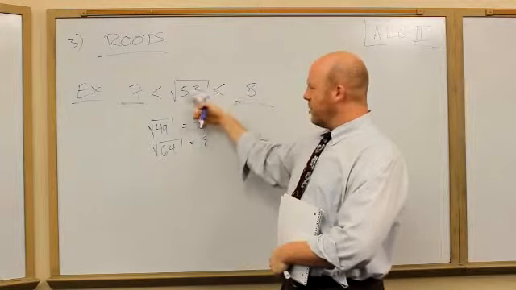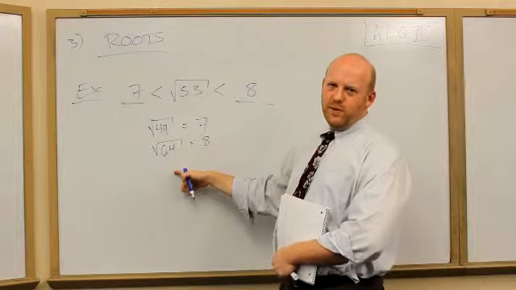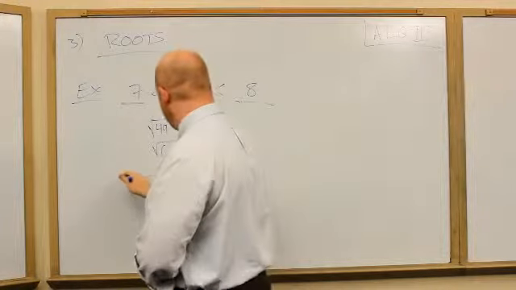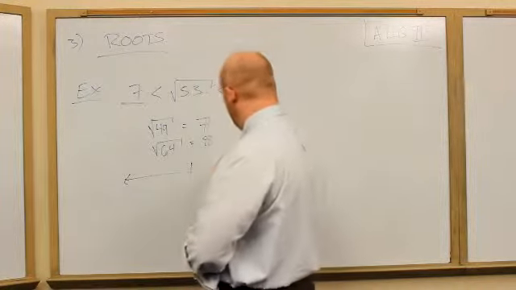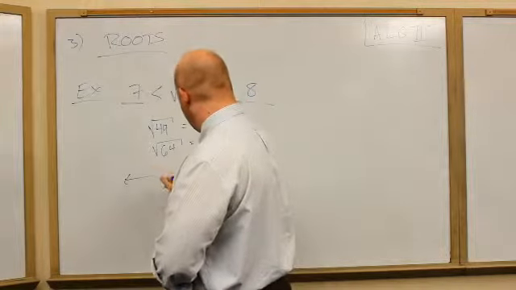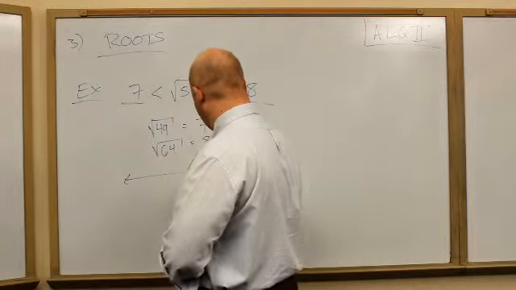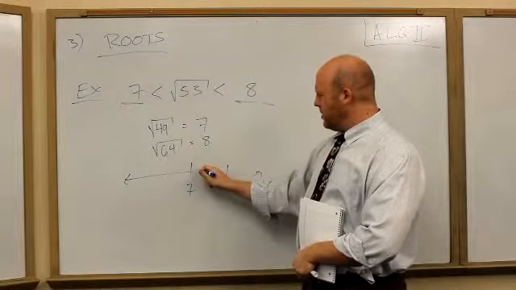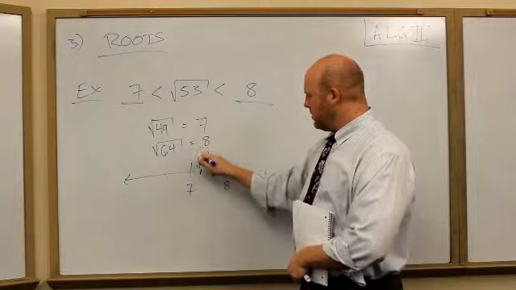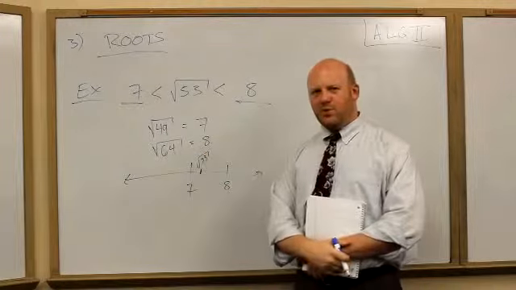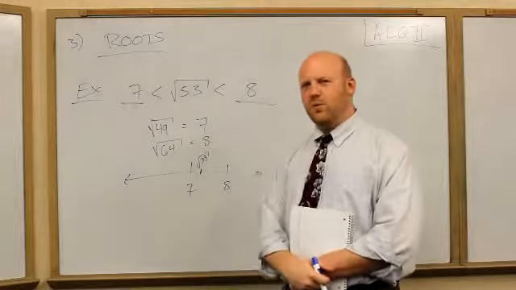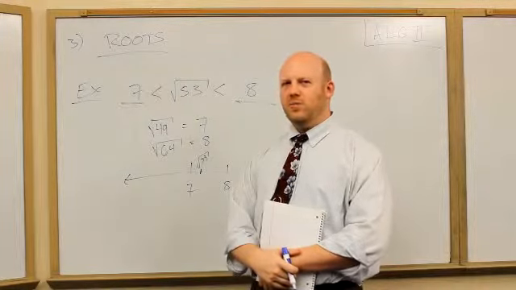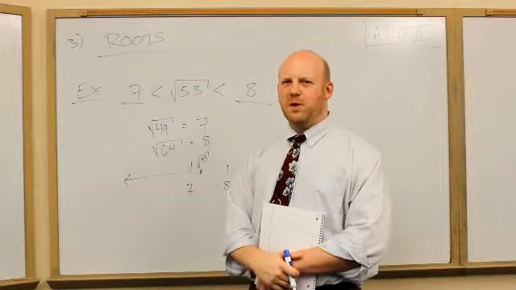Now, we could even do a little bit better than that. Notice that 53 is closer to 49 than it is to 64. So if I wanted to reason a little better, if I drew out the number line and I made 7 and 8 right there, I could probably guess that the square root of 53 is going to be closer to 7 than it would be to 8. It's a good technique to be able to reason about these roots that you may not know offhand, but could come up with some explanation for where they were.